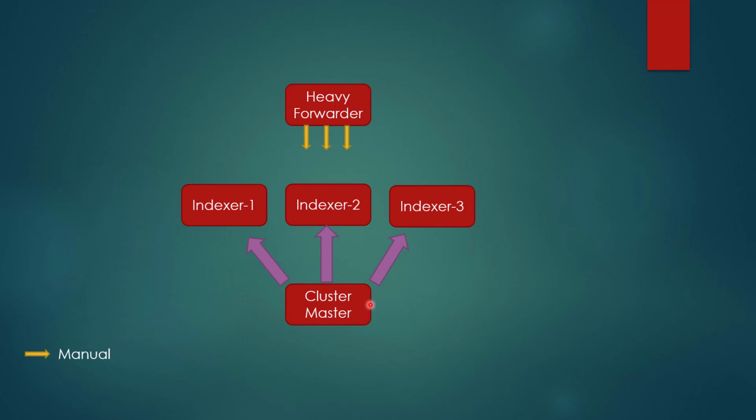So that was our bundle push method. Now let us talk about how we can reduce the remaining manual effort. These arrows we will try to make automatic. We have already automated this one in the previous video. Now, to automate this portion, we will use a very interesting feature in Splunk called indexer discovery.